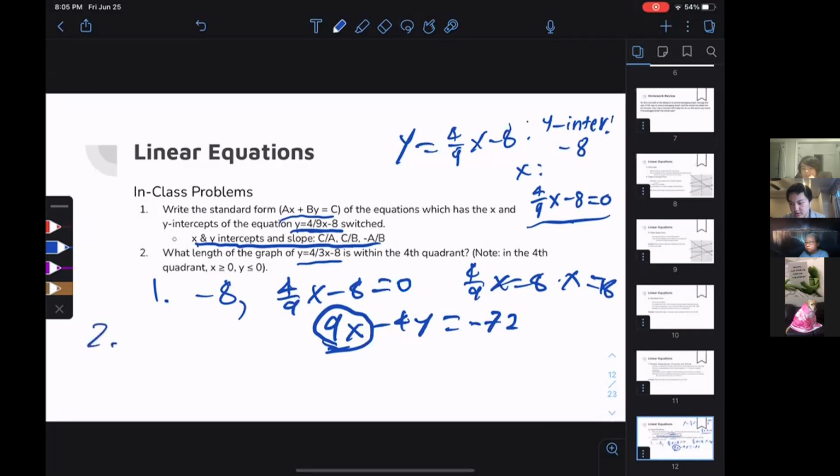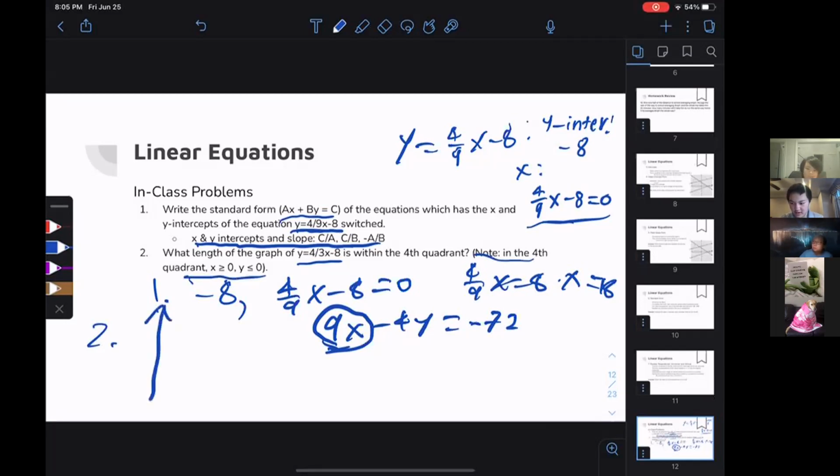So for number 2, they want you to find the length of the graph within the fourth quadrant. It's okay if you don't know the formula necessary for the last one, although I'm pretty sure a lot of you do anyway, because I got many correct answers. And as I said, in the fourth quadrant, x is greater than or equal to 0 and y is less than or equal to 0.